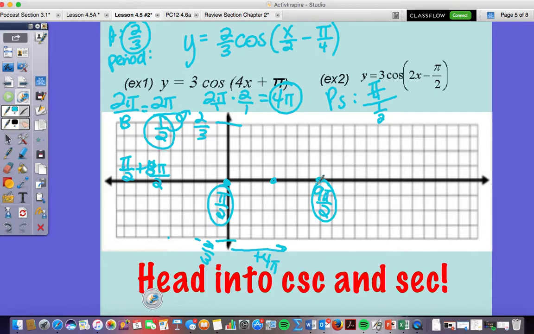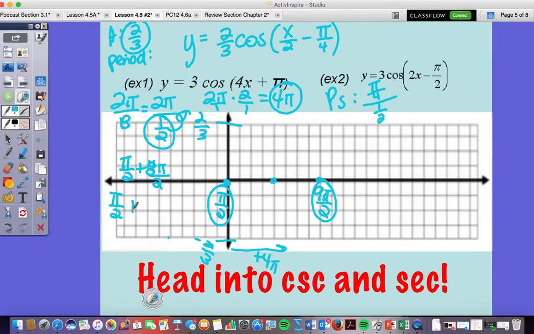Y'all hear that? Take the period, 4 pi, divide that by 2 to get what? 2 pi. 2 pi, and add 2 pi to your original to get to the middle. That just blew my mind. Good. For a Buckeye especially. You know what I mean? That was impressive.